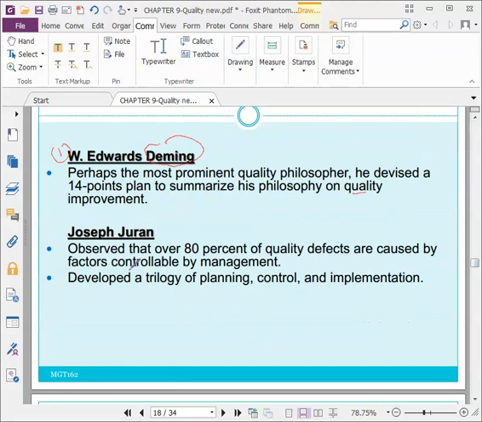Joseph Juran? Okay, observe that over 80% of quality defects are caused by factors controllable by management. Joseph Juran ni pula dia adalah filosofer ataupun pengkaji berkaitan dengan dia nak tengok apakah defect-defect yang ada semasa nak buat production. Okay, so dia identify that 80% of the quality defect tu disebabkan oleh perkara-perkara yang management boleh control, tetapi maybe terlepas pandang. Okay, tak ada commitment from the employees, for example.